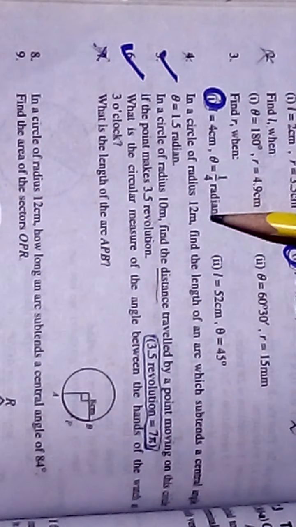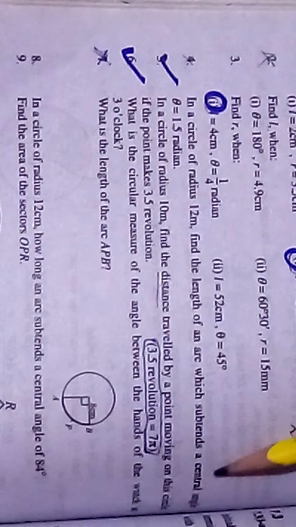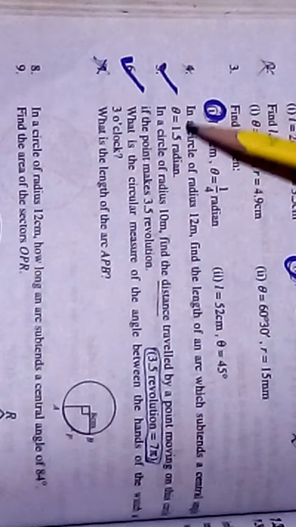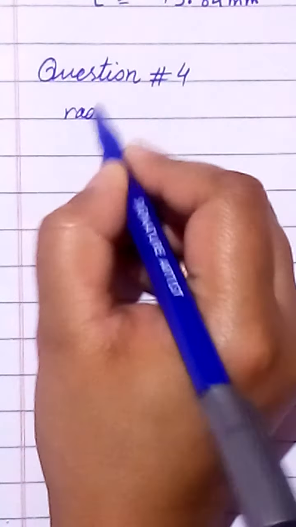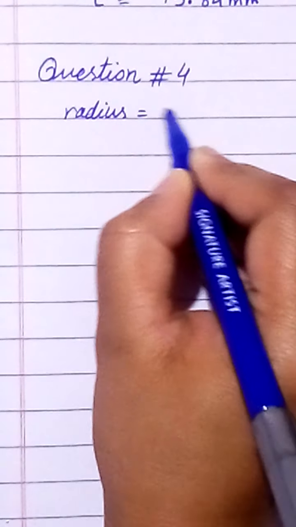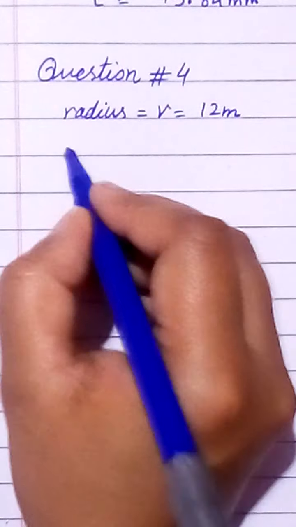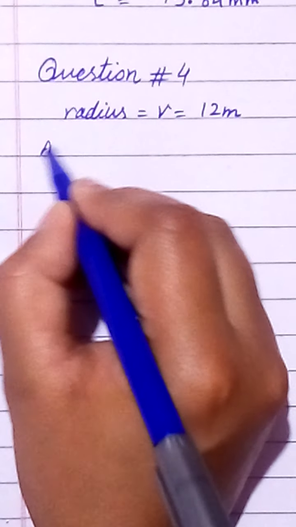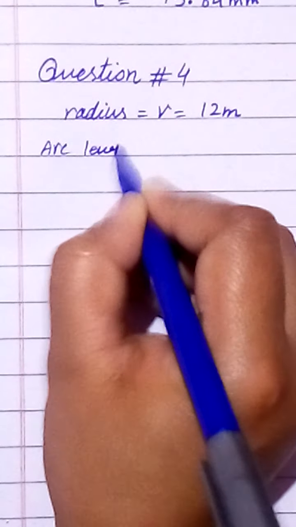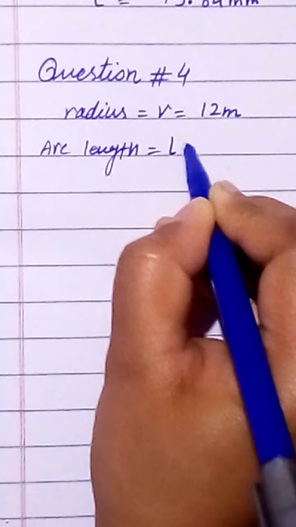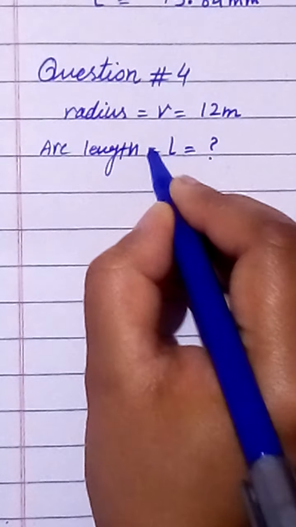Let's see question number 4. In a circle of radius 12 meter, find the length of an arc which subtends a central angle theta equals 1.5 radian. Let's see in question number 4. Radius is mentioned here. Radius r equals 12 meter. Now the length of arc is represented by capital L, question mark.